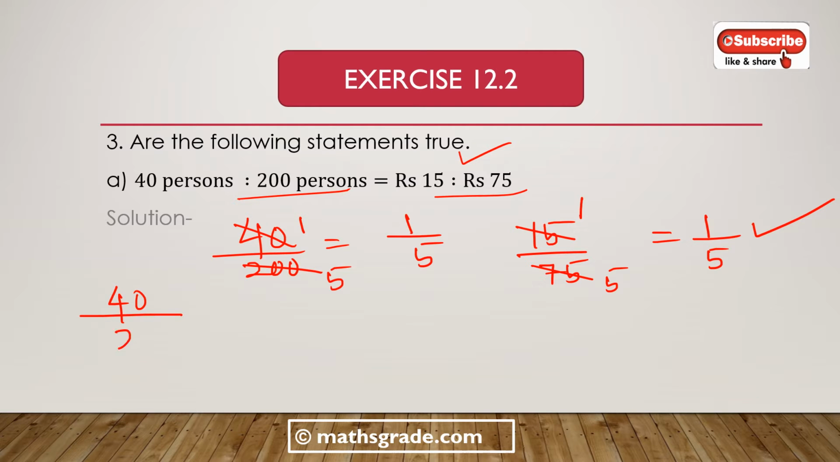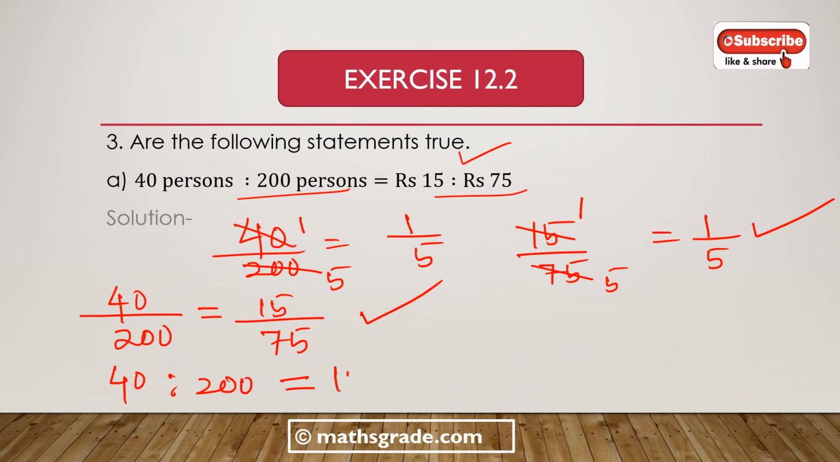So 40 divided by 200 is equal to 15 divided by 75. This is true. 40 rupees is to 200 rupees is equal to 15 rupees is to 75 rupees. This is true.